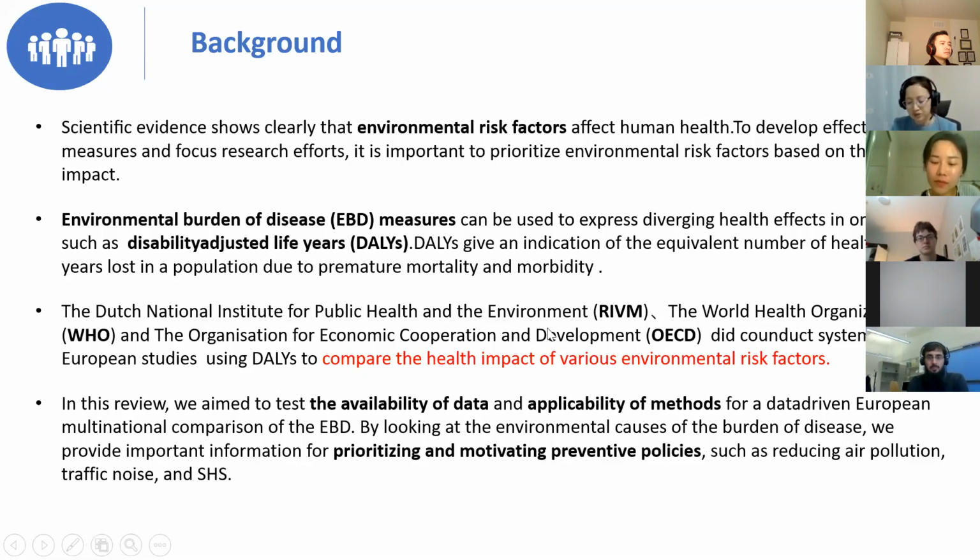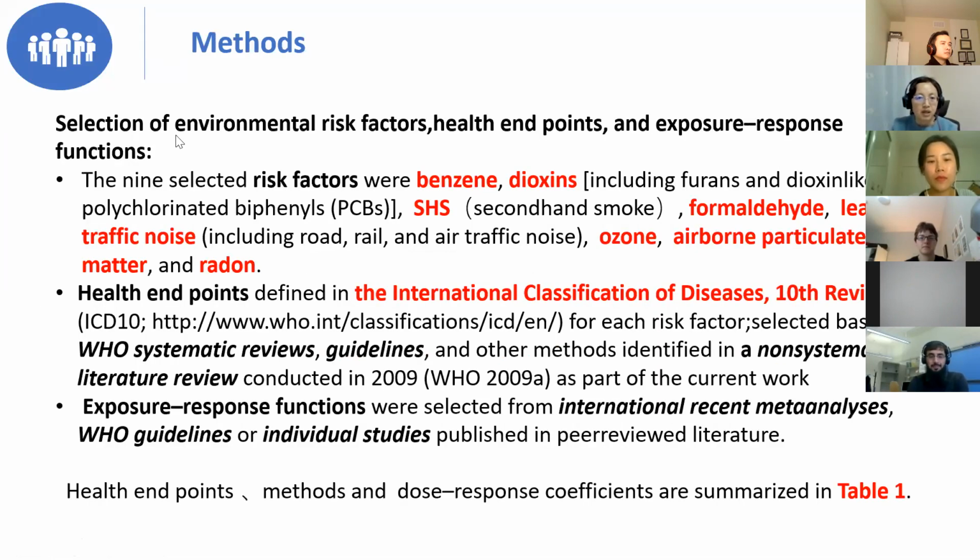So that's why they use their method, do a lot of calculations, and they use the DALYs to indicate the health burden. You're going to see that they selected 9 risk factors: benzene, dioxins, secondhand smoke, formaldehyde, lead, traffic noise, ozone, airborne particulate matter, and radon. Of course, why these 9 risk factors were selected is based on a lot of discussions, and also based on their data on health risks.